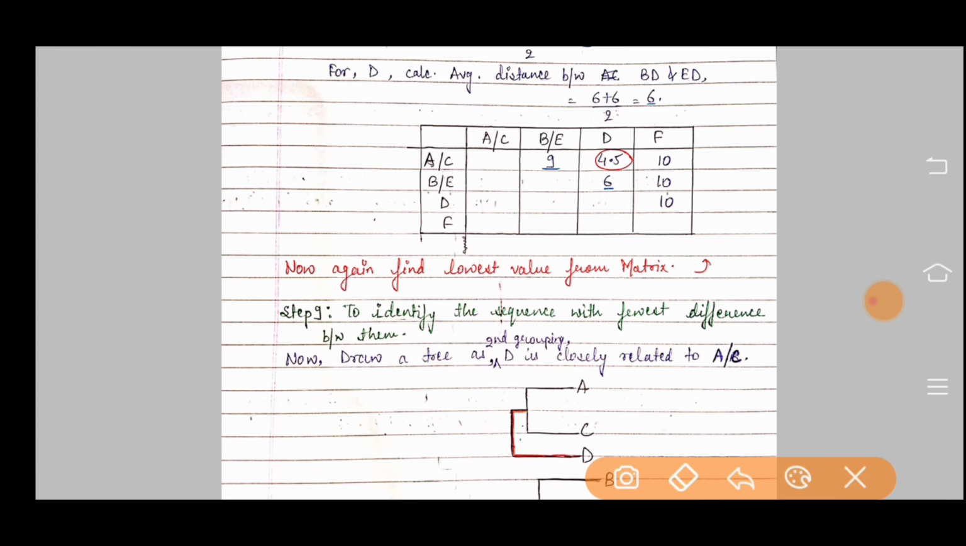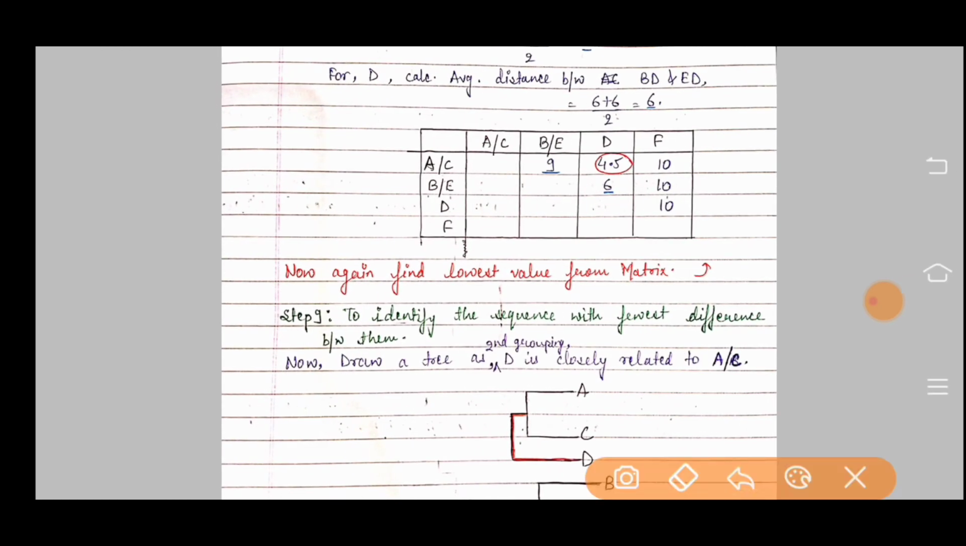Now same as you have already filled AC with distance D, 4.5. Now B with D, how you have filled this, 6. For D, calculate the average distance between BD and DE by 2. So 6 plus 6 by 2. From the above matrix you can see BD is 6 and ED is 6. So 6 plus 6 by 2 is equal to 6.